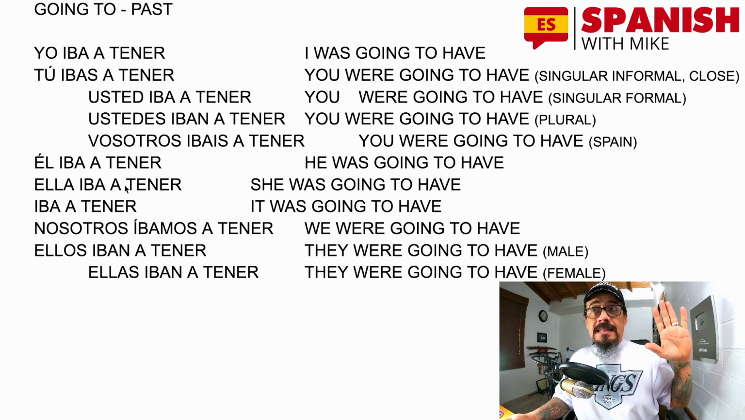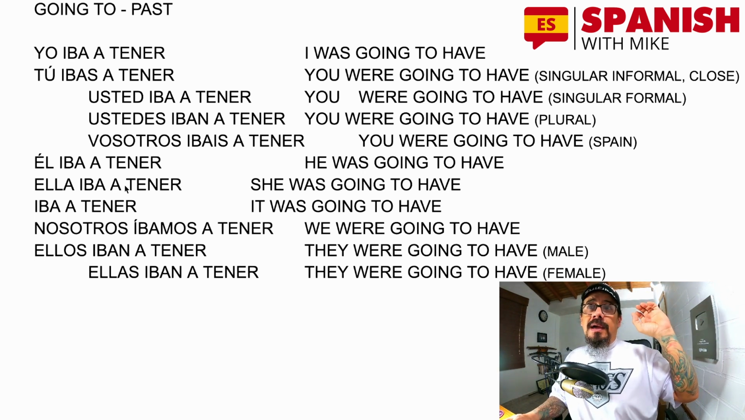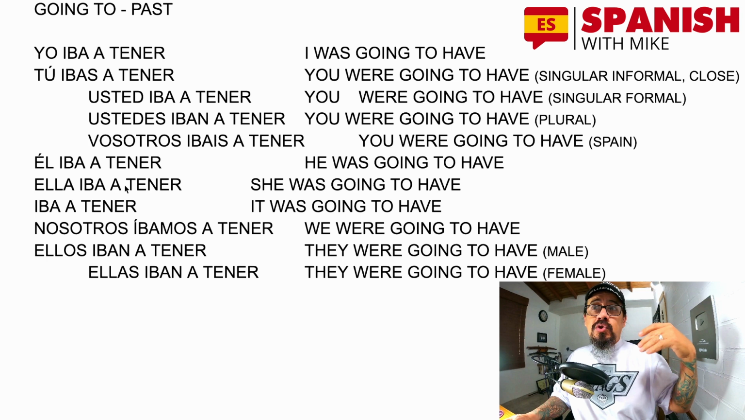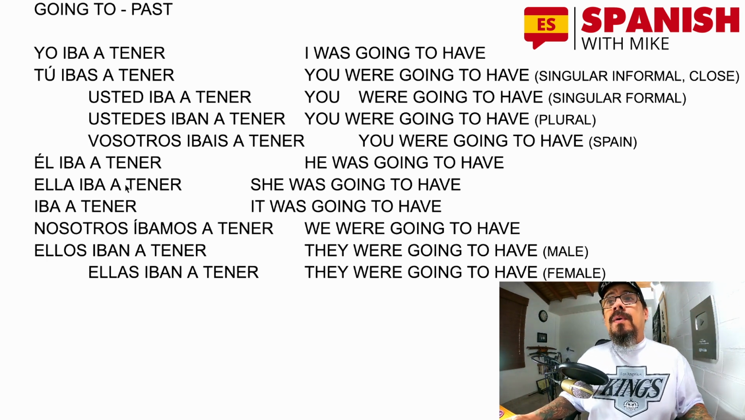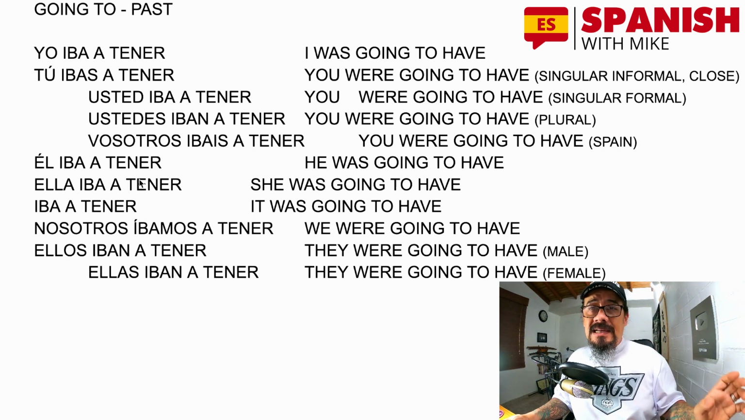So, yo iba a tener, I was going to have. Tú ibas a tener, you were going to have. You see how the conjugation lays on the verb iba, ir a, to go, to be, going to, basically. The verb to have is the same because it's in its infinitive form.